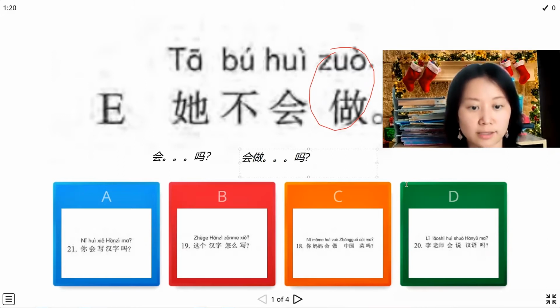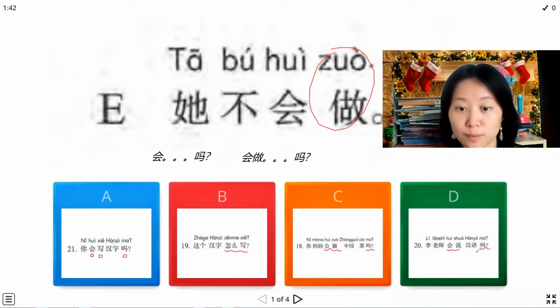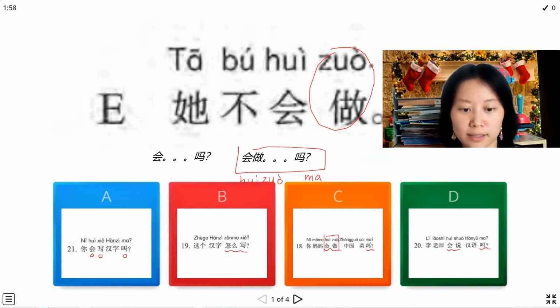Okay, we check the answers. In A, we find 会写什么什么吗, where the verb is to write, and 怎么写 means how to write. This one is 会做什么什么吗, can do something. And this one is 会说, can speak. We know the one we need is 会做什么什么吗, can do something. We check A, B, C, D. C, 会做什么什么吗, is the correct answer.